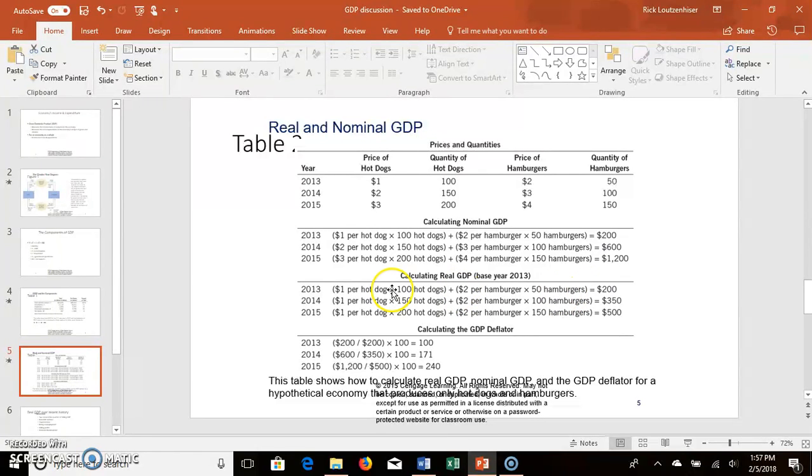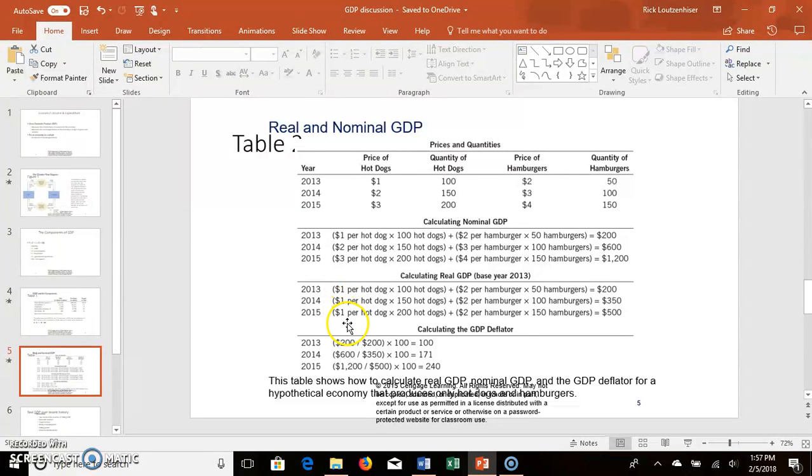Now, if we would say, well, I would like to know what the real GDP is. I mean, those are inflated dollars. I want to know how well we're doing in terms of total output compared to a previous year. Okay, so we'll use 2013. The prices are $1 all the way through.